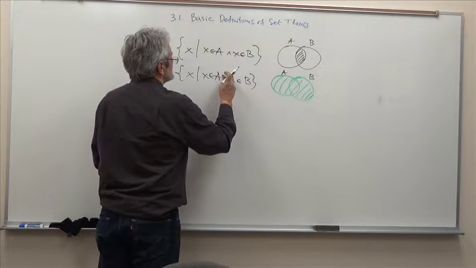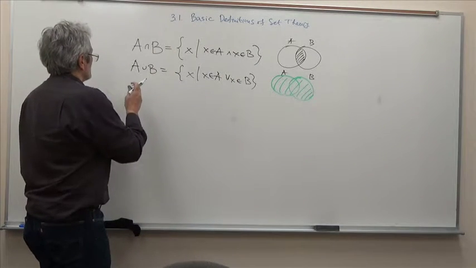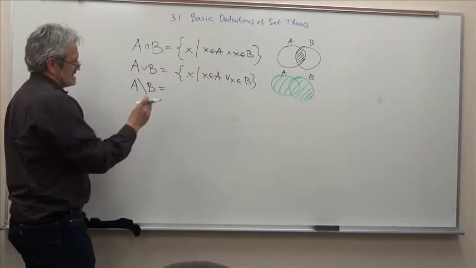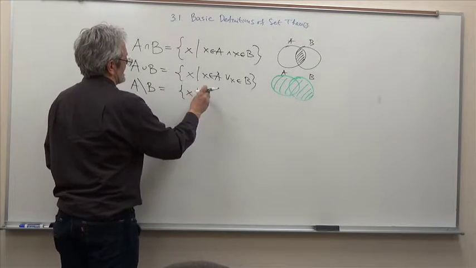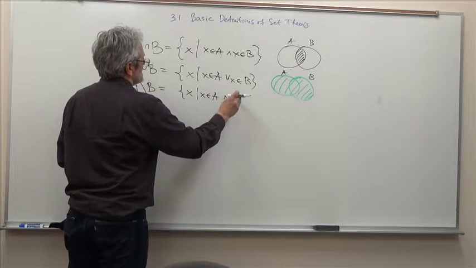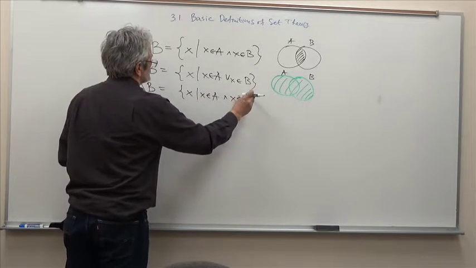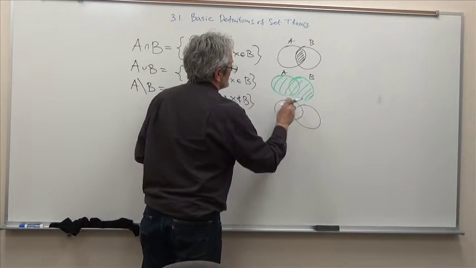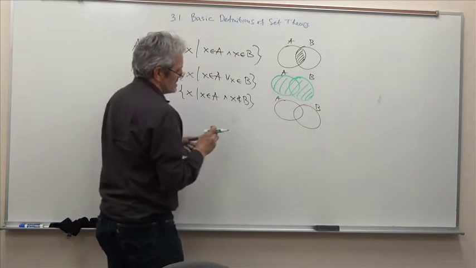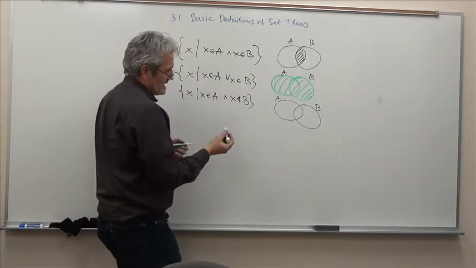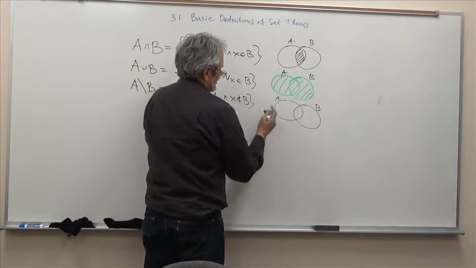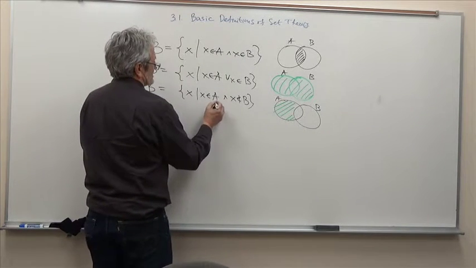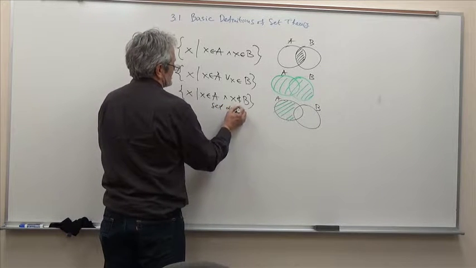Let me just make this a little bigger. What else? We have A set minus B. What is that? That is the set of all x such that x belongs to A and x does not belong to B. So what would that be? Here is A, here is B. It must be within A, but outside of B. Obviously, that's this. This is called set difference. It's not subtracting, it's set difference.